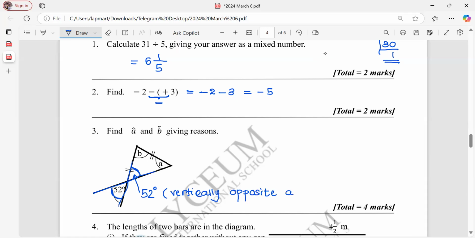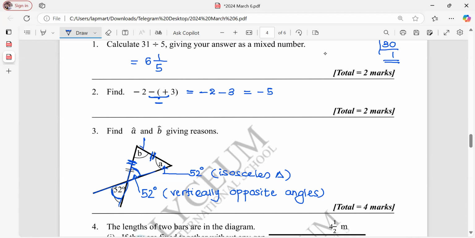Vertically opposite angles. After that, we can find the A value straight away. Now you can see this side is equal to this side. So that means this is an isosceles triangle. If it is an isosceles triangle, then we can say this is also 52, right? 52. Why? These are angles of an isosceles triangle. Now we know two angles.